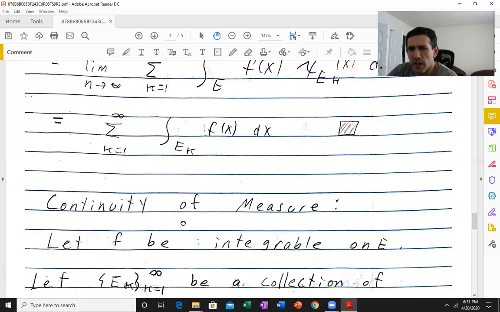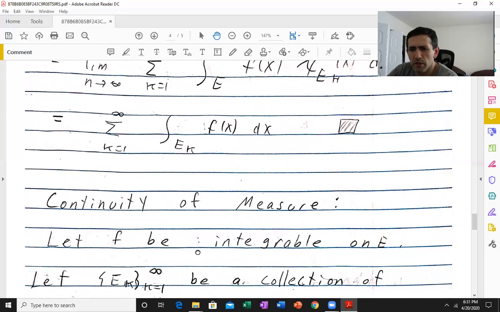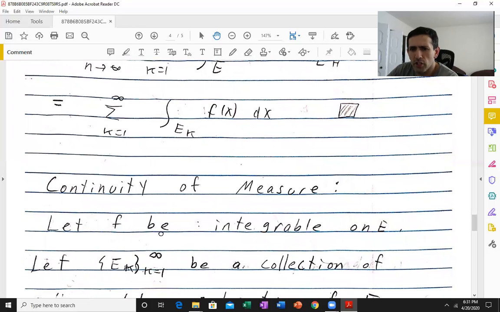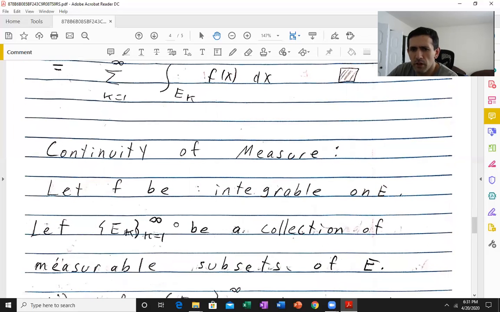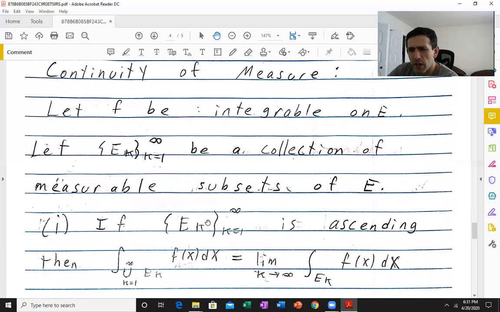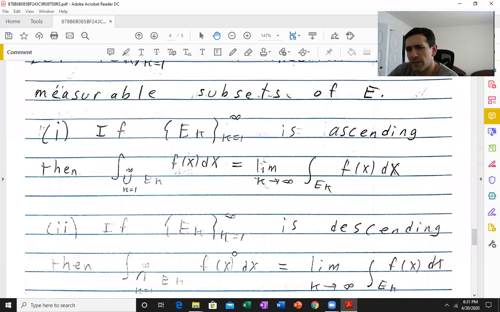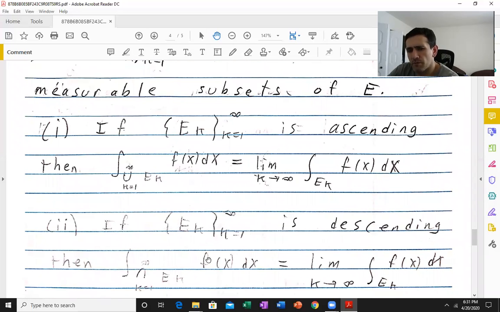All right, so let's say f is integrable on E, and we have a collection of measurable subsets of E. One, if this is ascending, then the integral of the union is the limit of these integrals. And if the Ek are descending, then the integral of the intersection is the limit of the integrals. So I'll just make this a little brighter. Not that it matters because this is for homework, but at least part 2.